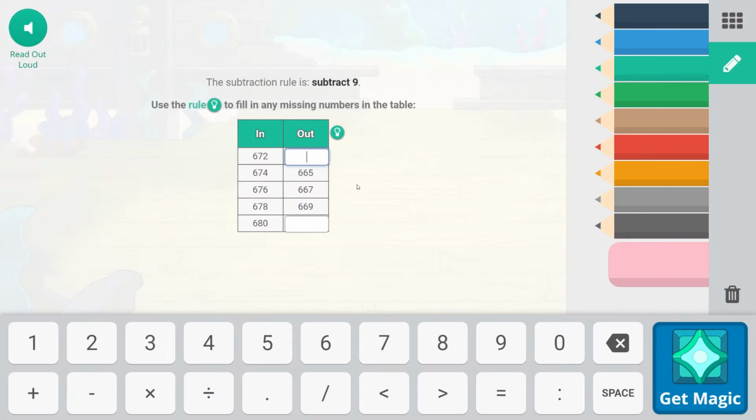For our 4th grade skills. Subtract by 9. 672 minus 9 is going to be 663. So when you subtract by 9, the tens place goes down by 1, and the ones place goes up by 1. So 72, the 7 becomes a 6, the 2 becomes a 3. So for 680, the 8 becomes a 7, the 0 becomes a 1. So I know it's going to be 6, 7, oh, have to be in the right box, don't I? 671. There we go.